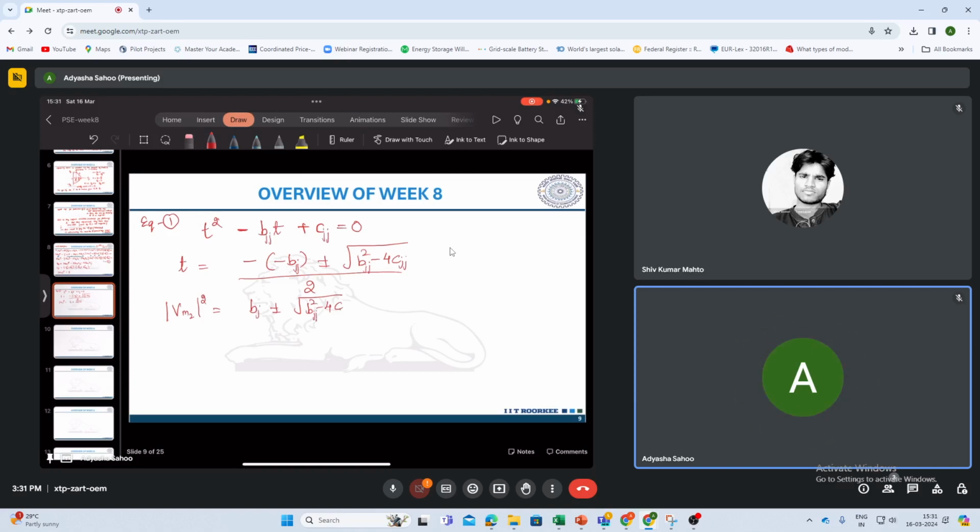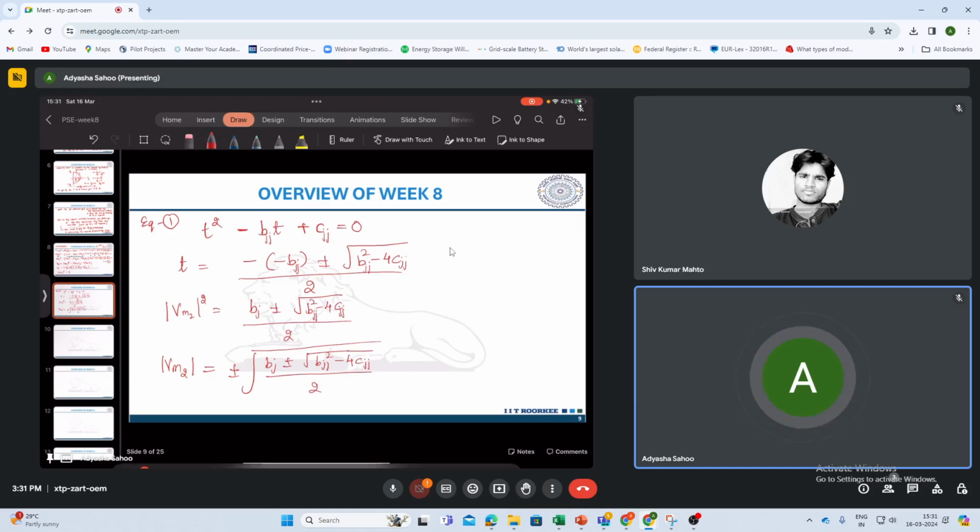So what will be Vm2? This will be plus minus square root of B plus minus square root of Bjj square minus 4Cjj, divided by 2. So what we got is 4 possible solutions for Vm2. If you remember, from these 4 solutions we had seen in the previous week that only one solution was feasible. So let us see why, out of these 4 solutions, we discard 3 and consider only one. What is the logic behind that?